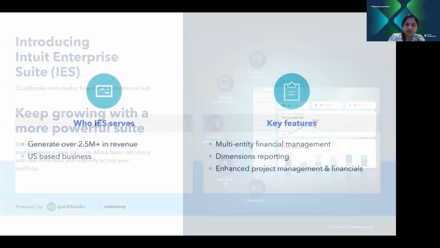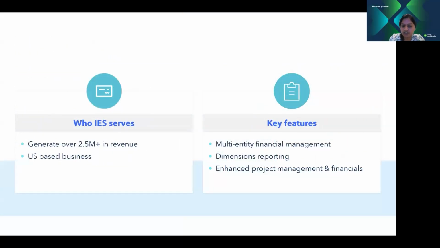Now, this particular product serves businesses and customers which generate revenue in 2.5 million and above. And the product is right now launched only in US. Now, what are some key features? There are quite a few, but the most important ones are multi-entity financial management, dimensions reporting, and enhanced project management and financials. Dimensions is now available through our API, and to experience this product, we also have a sandbox available, and that's what we'll be walking you through.